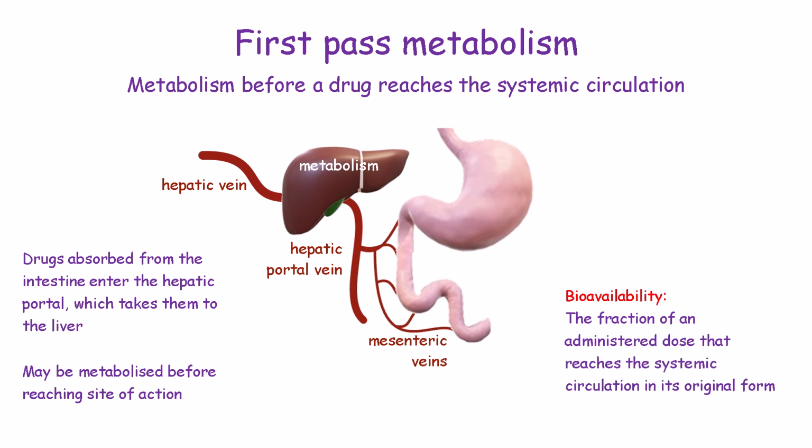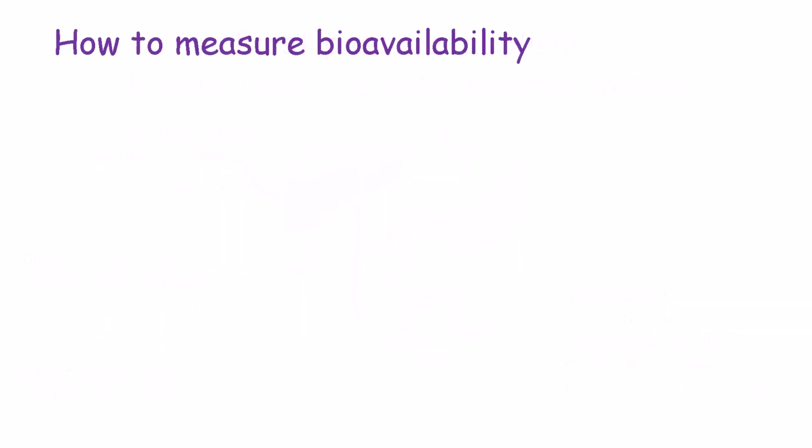Unmetabolized drug leaves the liver via the hepatic vein to join the venous blood returning to the heart. From there, it circulates to its site of action. The bioavailability of a drug is measured by determining how much of it reaches the systemic circulation in its active form compared to when the same dose is administered intravenously. As intravenous administration delivers the drug directly into the bloodstream, it is 100% bioavailable.